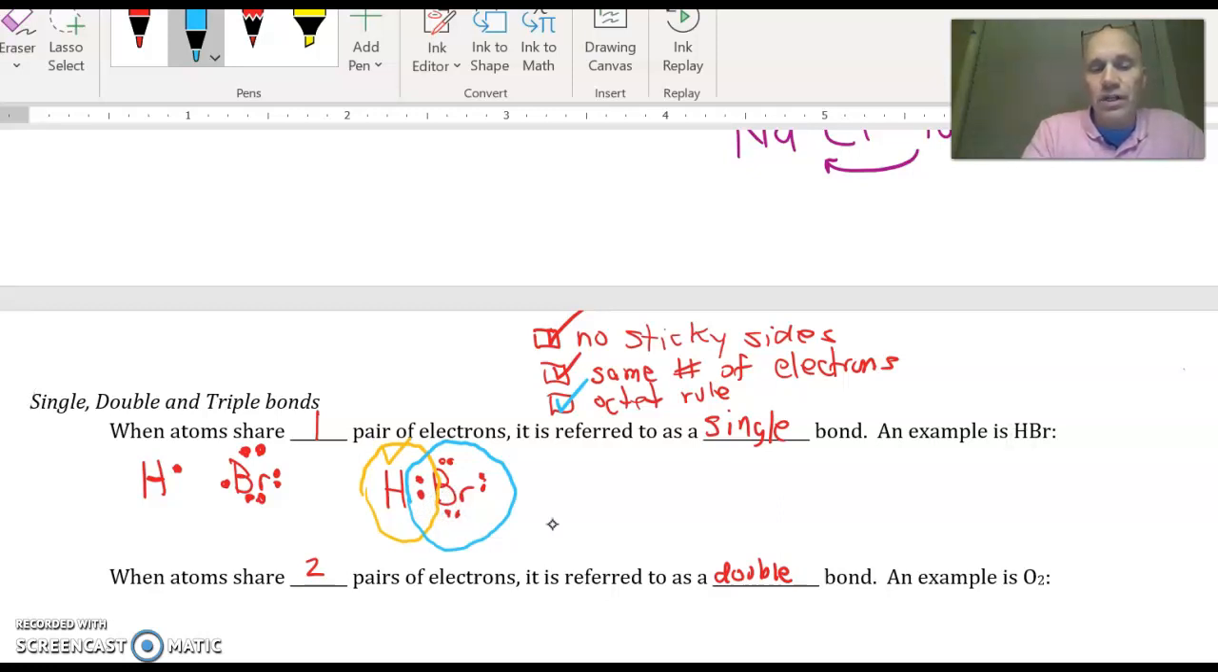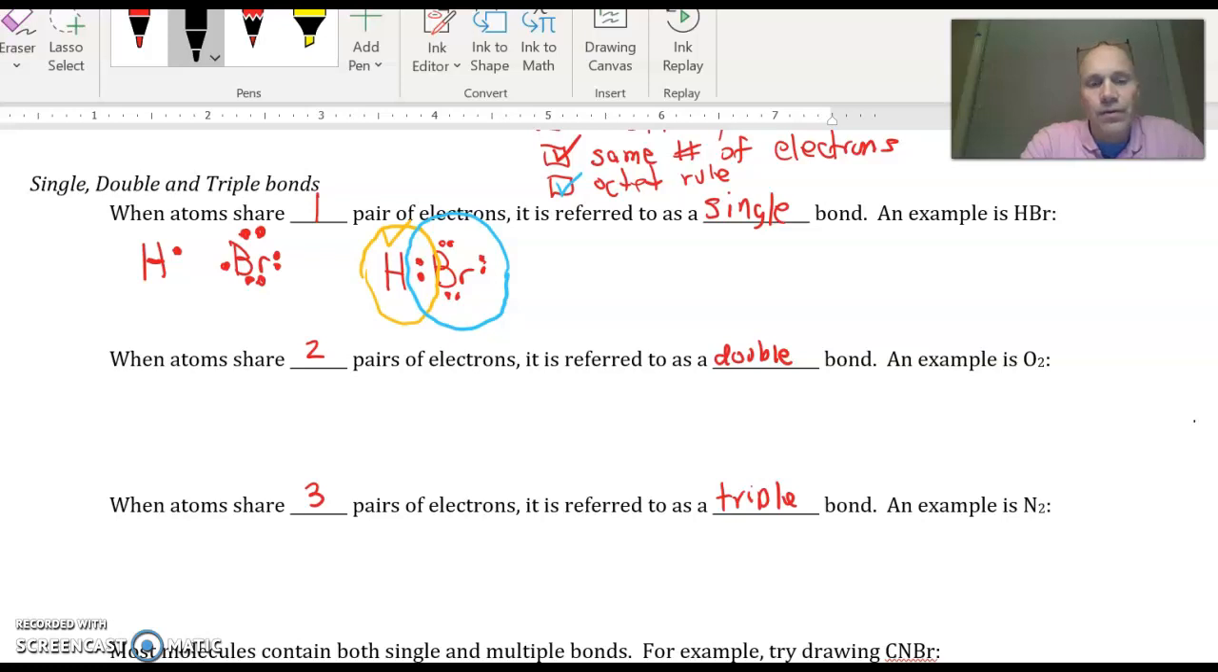What I'm going to do to clean this up is redraw it, where instead of showing the shared pair as dots, I'm going to show those as a line. Then I'm going to put in the bromine and put the 3 lone pairs around it. For this next example, we're going to try making an oxygen molecule. This formula indicates that there are 2 oxygen atoms which are bonded to each other. Let's see if we can figure out how these guys might be bonded.